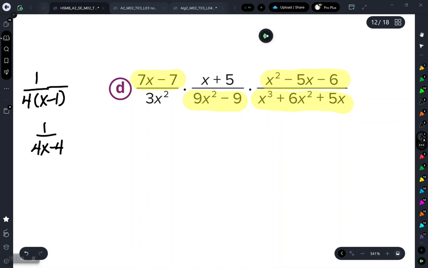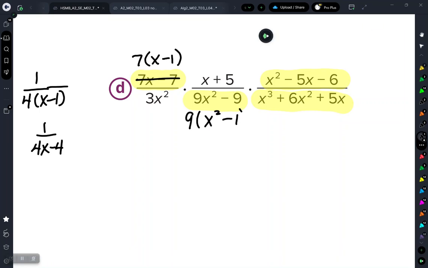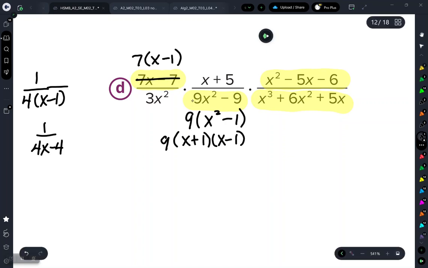There is a GCF of 7, so I'm going to take it out, and I'm going to be left with x minus 1. 9x squared minus 9 has a GCF of 9. And then I notice that I have a difference of squares. X squared minus 1, so we're going to go 2 steps here, is going to become x plus 1 times x minus 1. Okay, so I just want to look at the completely factored version, so I'm just going to cross those other ones out so I don't look at those.